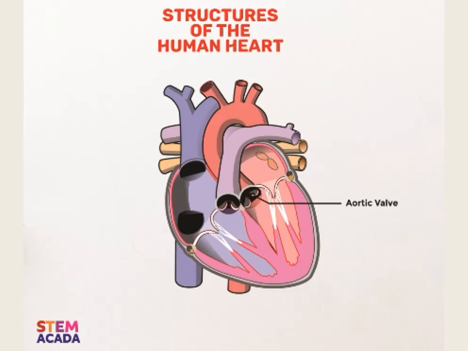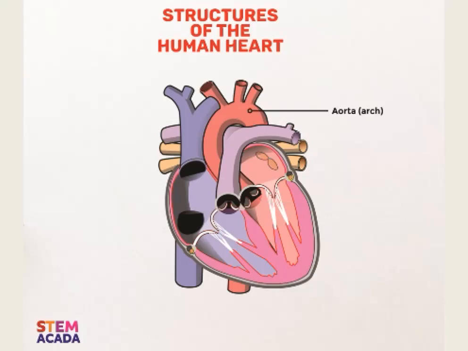Next is the aortic valve. The aortic valve is a one-way valve located between the left ventricle and the aorta, which is the largest artery in the body. It has three flaps, which open and close to control the flow of blood between the left ventricle and the aorta.